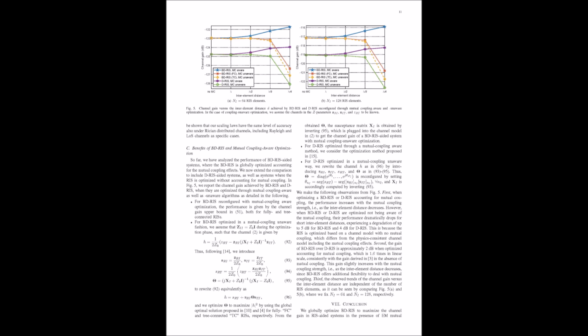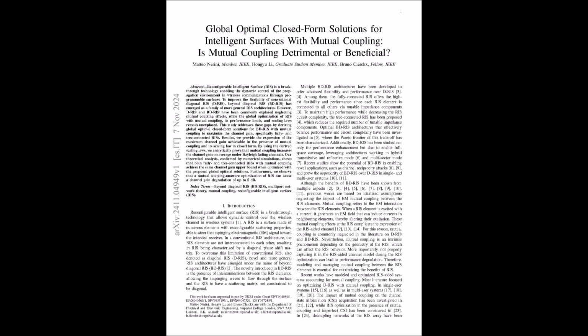Right. And so they find that as the number of RIS elements increases, the channel gain also increases. But the rate of increase depends on whether you consider mutual coupling or not. Okay, so they basically have two different scaling laws, one with mutual coupling and one without. So it fundamentally changes the behavior. Yeah, exactly. So what do those scaling laws look like?